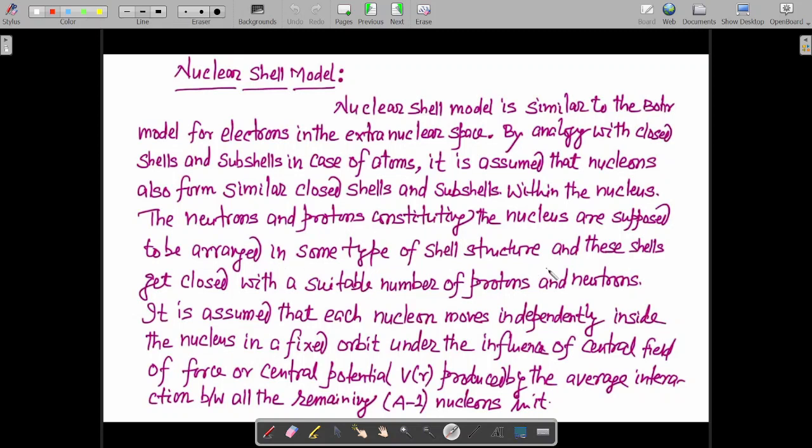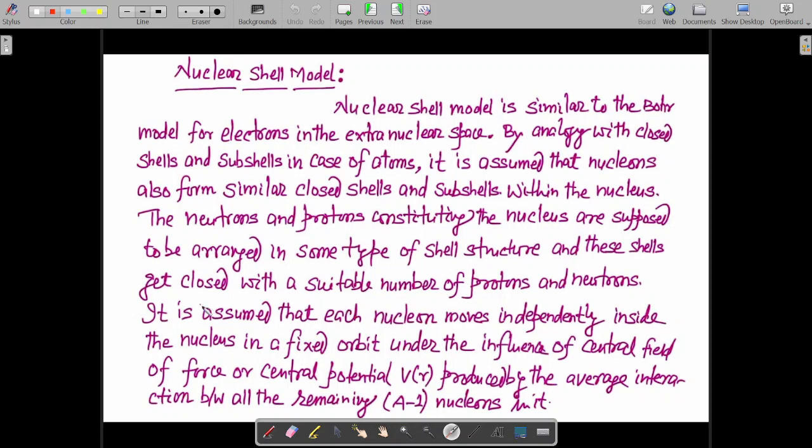I already told you, right, that when a certain number of protons and neutrons are filled up inside the various shells of the nucleus, then we get some specific arrangement where there is some extra stability. That is the case when we have a closed shell, that is, a completely filled shell. In that particular case we arrive at a magic number. So neutrons and protons constituting the nucleus are arranged in some type of shell structure, and these shells get closed with a suitable number of protons and neutrons.